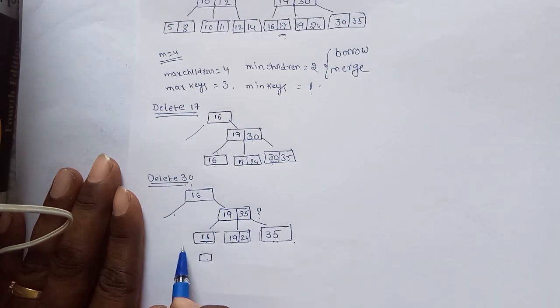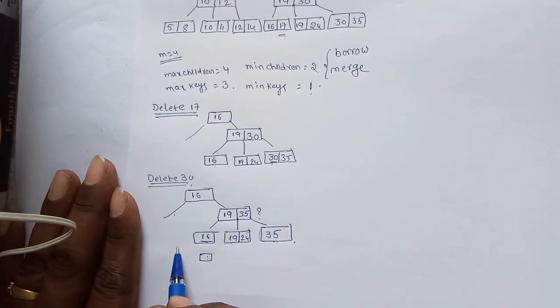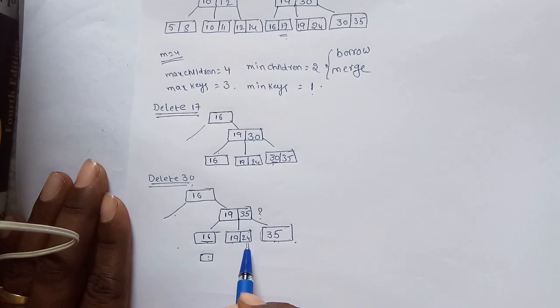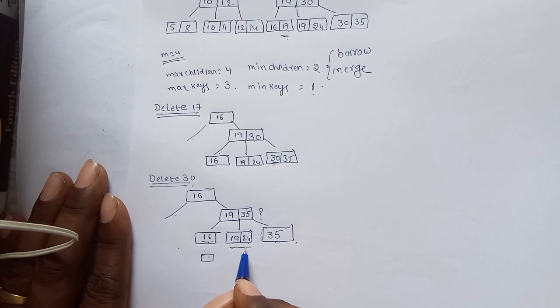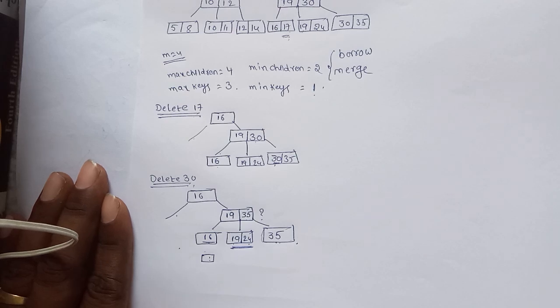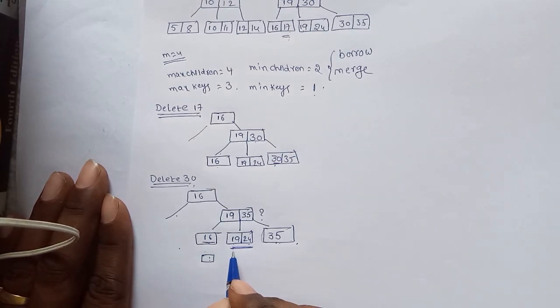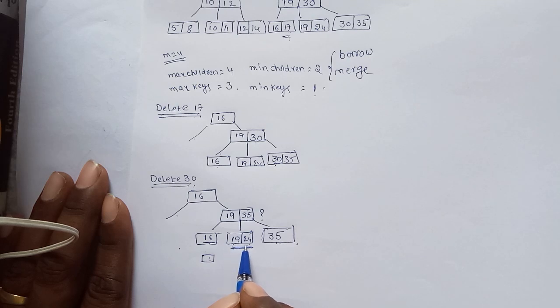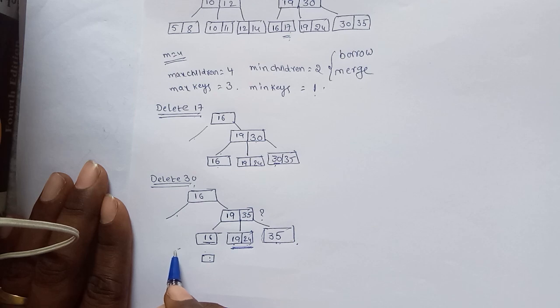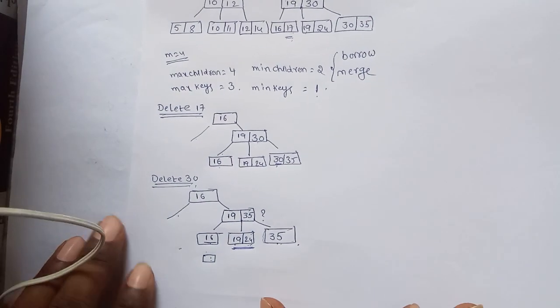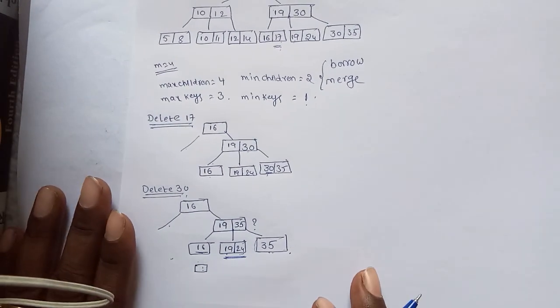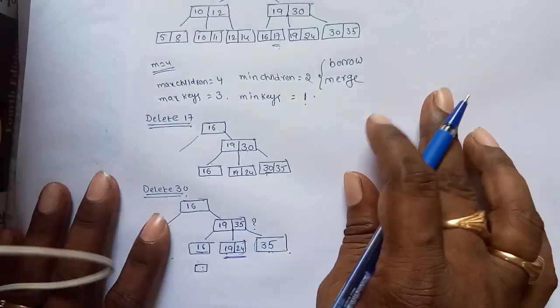Suppose after deleting 16, this node has no left sibling. Check the right sibling. The right sibling contains two values, 19 and 24. We take a borrow from this. Which one do we take? Generally we take the smallest element from the right sibling, or if we are borrowing from the left, we take the largest element from the left sibling. Smallest from the right or largest from the left.